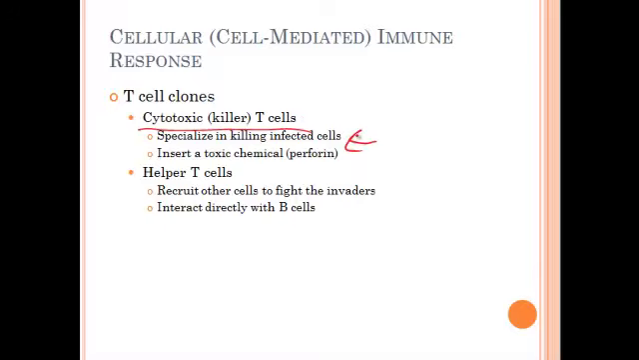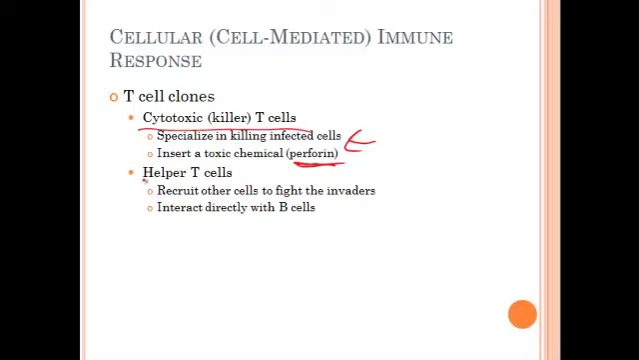It's an interesting way of how this works. The way they do this is by inserting toxic chemicals called perforin that will destroy the cell. This is similar to putting holes in a cell. Whenever you damage the outside wall of a cell, it's not going to be able to survive. So these killer T cells are crawling around looking for specific cells that have this antigen, and then they kill those cells.